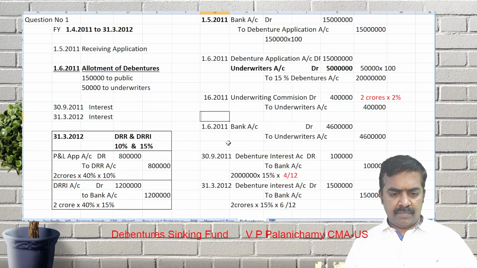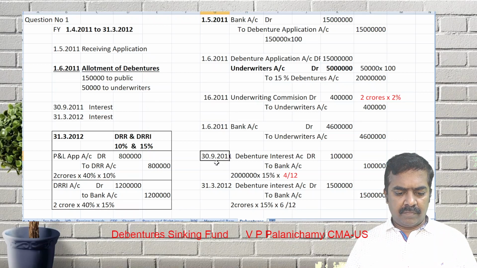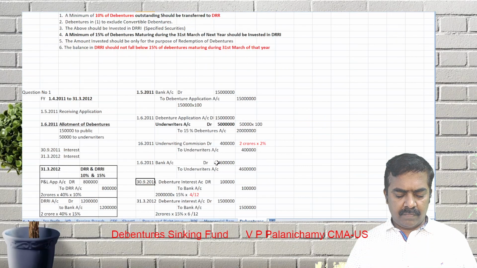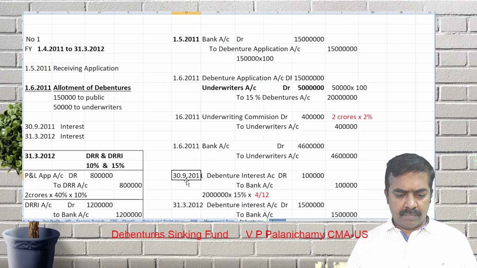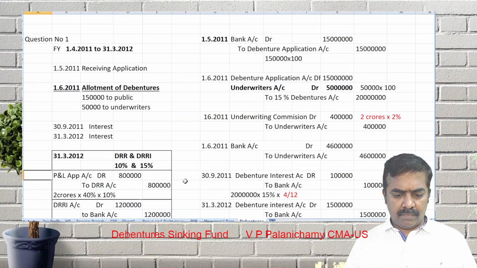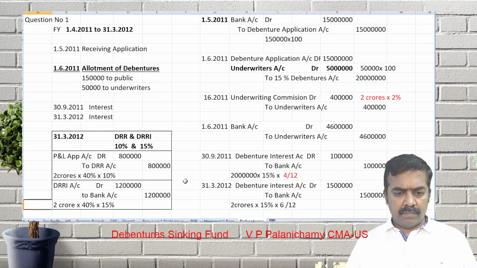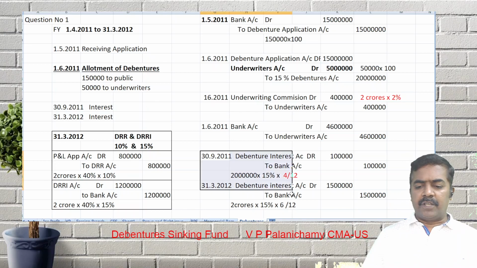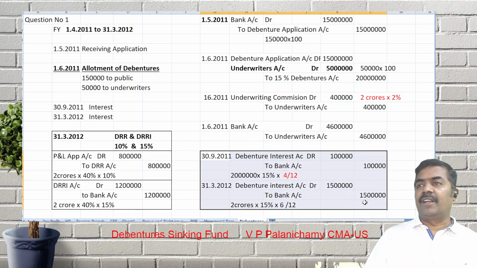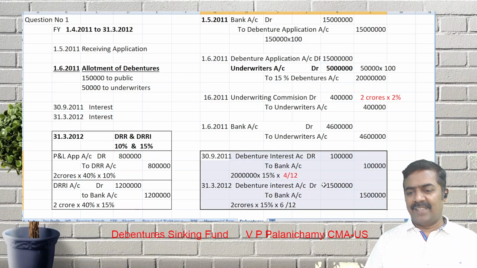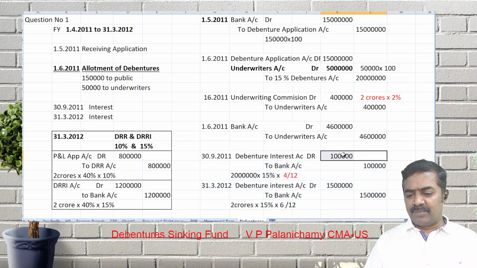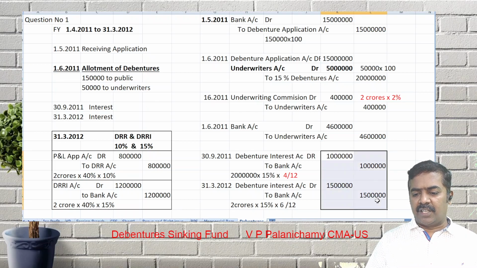Okay. On 31st March, you can pass one more journal entry, P&L account debtor to debenture interest account. How much debenture interest will you transfer? Here there is 10 lakhs, plus 15 lakhs. 25 lakhs you will transfer to P&L.